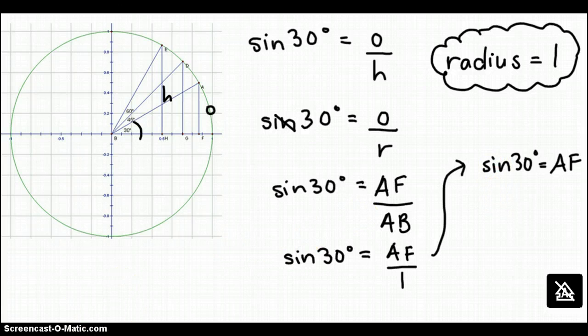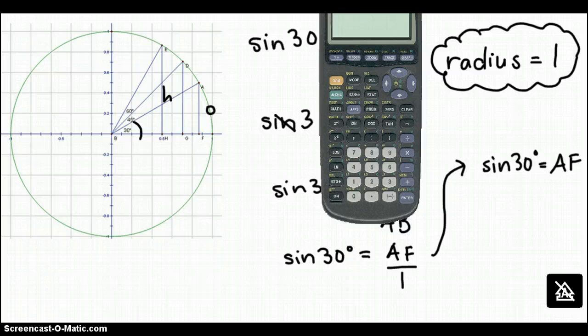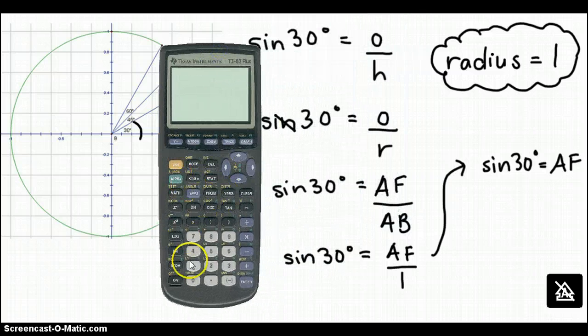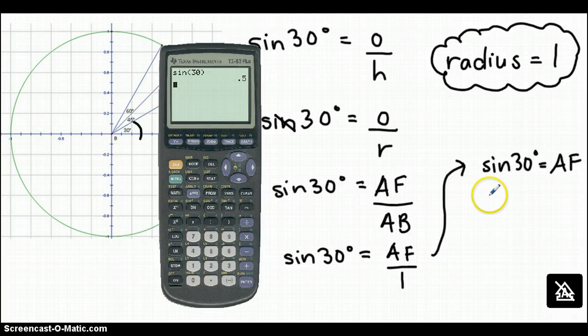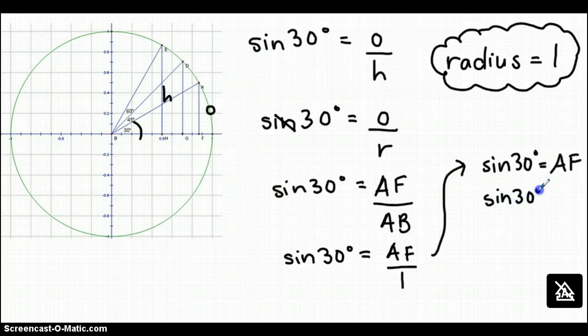If you go ahead and evaluate on your calculator the value of sine 30, you're going to get a certain value. And that value will be sine of 30. Again, make sure your calculator is in degrees. So I'm just going to make sure I go in mode and my calculator is in degrees. So I'm good here. I press enter. Oh, it's equal to 0.5. So I know that sine of 30 is equal to 0.5, which means that AF is also equal to 0.5.